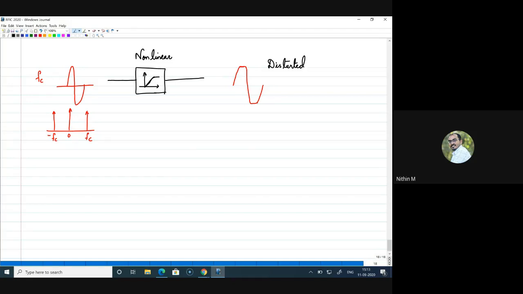Now if you try to draw the spectrum of this distorted output, so this is my axis, you will definitely see your desired signal component fc. Then because of this non-linearity, depending on the order to which we are characterizing this system, you will have all the components we discussed in the previous class. So you will definitely have fc, then you will have 2fc, you will have 3fc, all those components will be there. Then you will have f1 minus f2.